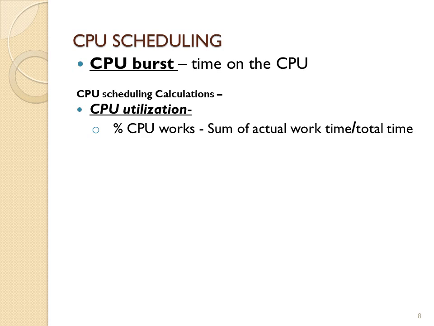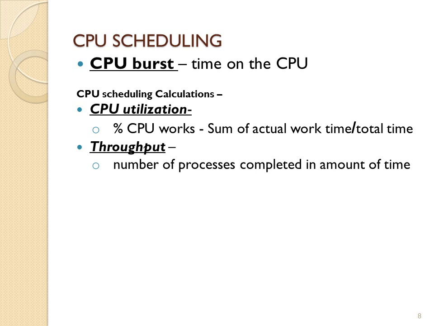The first calculation is CPU utilization. That's the percent of time that the CPU is active in a given amount of time. So if I said, let's take 100 time units and 75 of those time units the CPU was working and 25 of those time units the CPU was sitting idle, that would be a 75% CPU utilization.